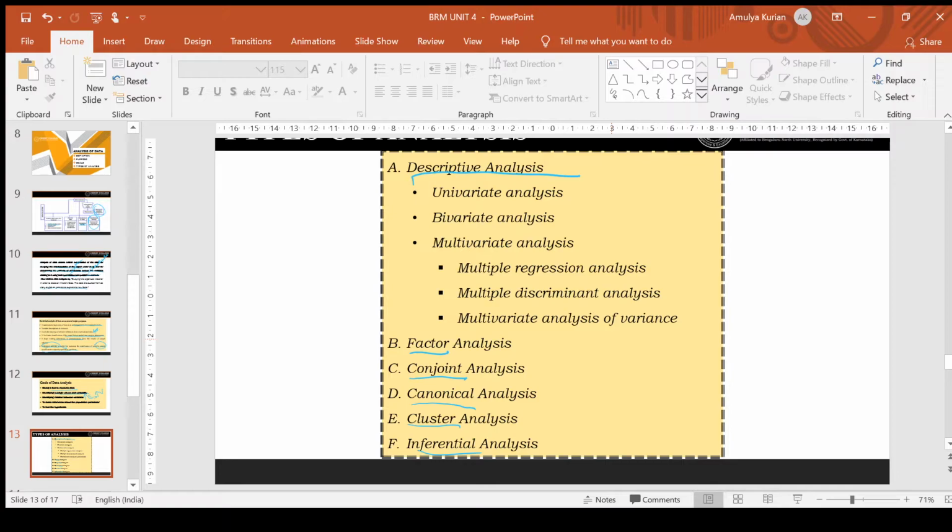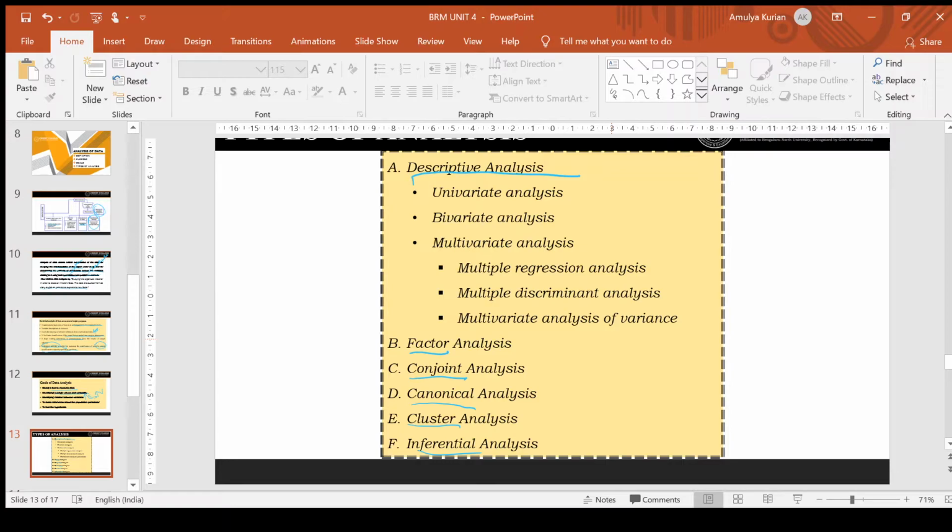Descriptive analysis provides simple summaries about the sample and the measures. It describes the variables which are there. Descriptive statistics is the discipline of quantitatively describing the main features of a collection of data, or the quantitative description itself. So it is mainly to describe the variables which are there. There are different types of descriptive analysis: univariate analysis, bivariate analysis, and multivariate analysis.